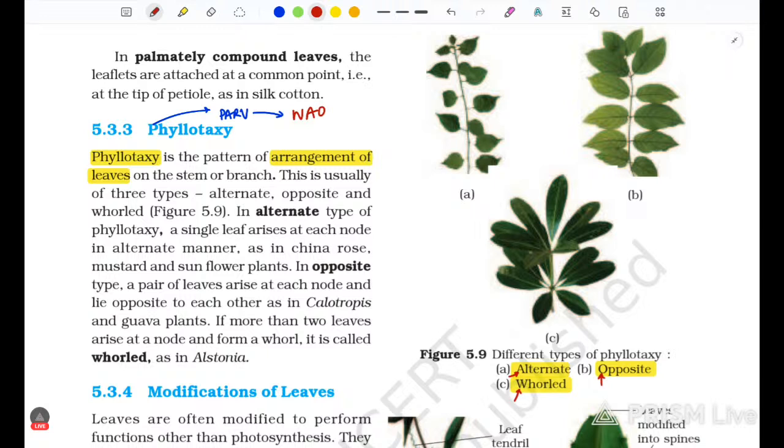So can you see they are placed alternatively. Alternatively means एक इधर जा रहा है, फिर ये इधर जा रहा है, फिर ये इधर जा रहा है, तो ये alternating है। ठीक है, alternate type of फाइलोटेक्सी। तो इसकी डेफिनेशन क्या है, ऑल्टरनेट टाइप ऑफ फाइलोटेक्सी में सिंगल लीफ अराइजेस एट ईच नोड। ओके, सिंगल लीफ इज गोइंग टू अराइज एट ईच नोड इन एन ऑल्टरनेट मैनर। जैसे कि एग्जाम्पल क्या है, चाइना रोज, मस्टर्ड एंड sunflower. Okay, china rose, mustard and sunflower.